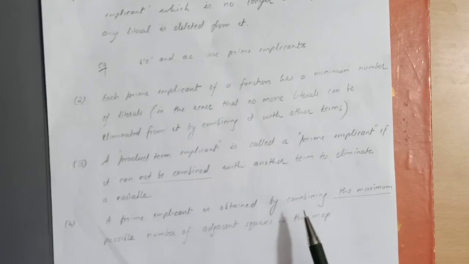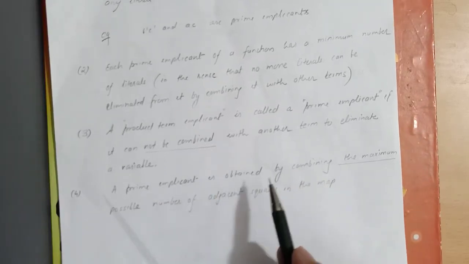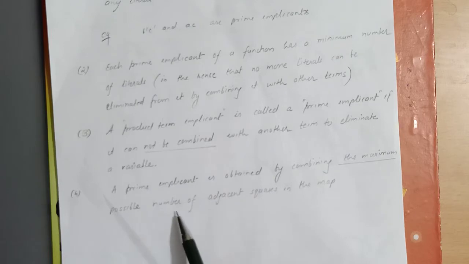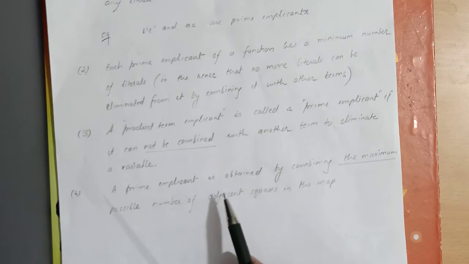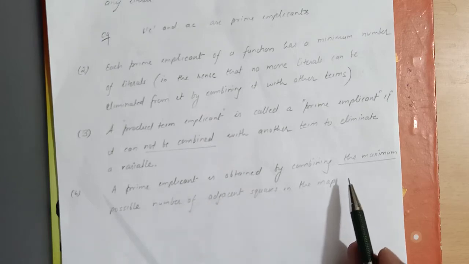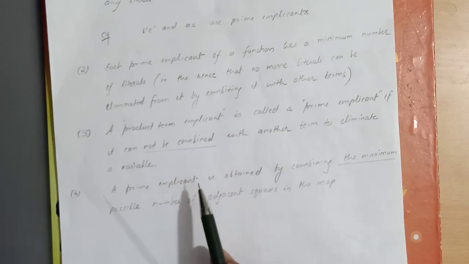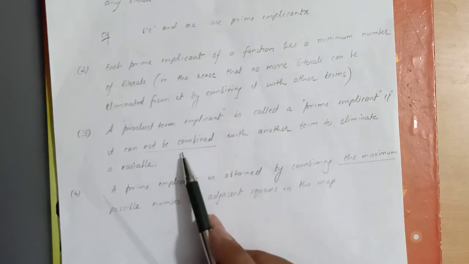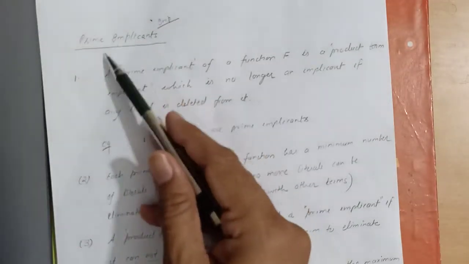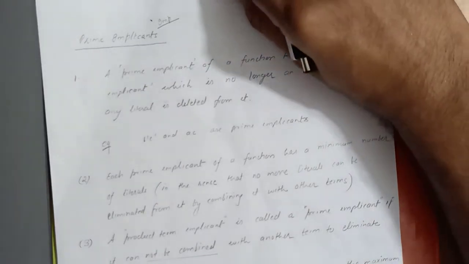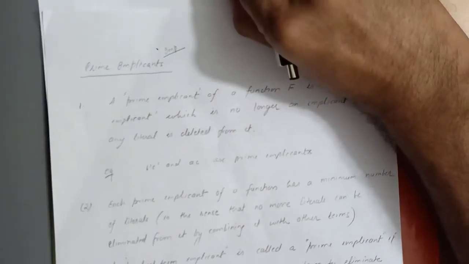Do remember. Also, a prime implicant is obtained by combining the maximum possible number of adjacent squares in the map. So a prime implicant is generally obtained from the K-map by combining the maximum possible number of adjacent squares. But we also have to fulfill the criterion that further we cannot combine another term. So this is the basic definition of prime implicant. Now we will look into how to identify prime implicants from the K-map.